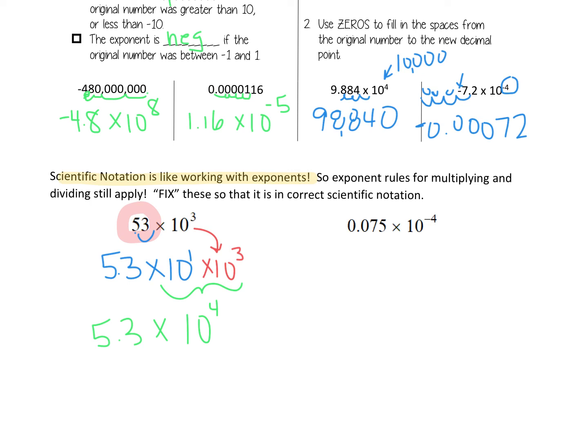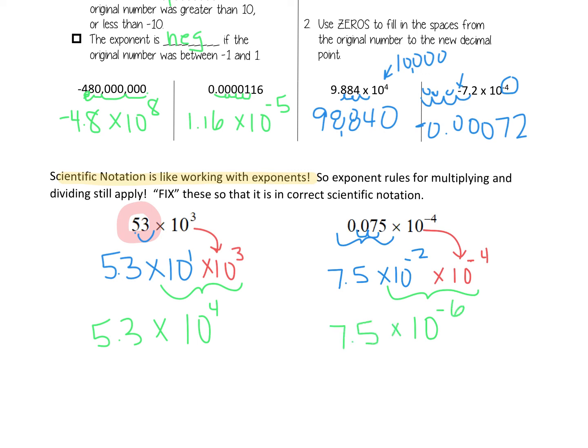Look at the other one. I have 0.075 times 10 to the negative fourth. I take the 0.075 and convert that to scientific notation. That means I need to move the decimal point 2 places, so times 10 to the negative 2, because that number was really small to begin with. I still have this times 10 to the negative fourth here. So again, I keep my base of 10 and I add my exponents. Negative 2 plus negative 4 is negative 6. And I still have that number 7.5 to lead out with.